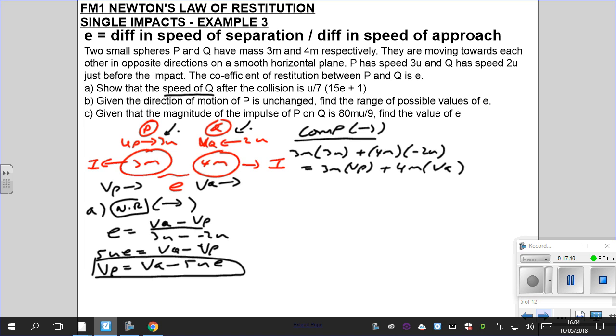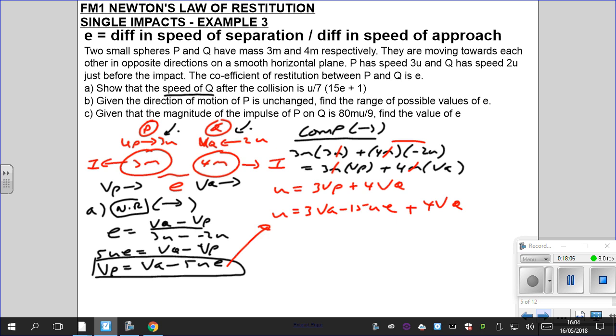Notice that the M's will cancel. Whoops, that was a U, but it doesn't matter. So 3 times 3U is 9U, subtract 8U, so I'm left with U. 3VP plus 4VQ. I'm going to sub in my VP. So U is 3 lots of VQ, take 15UE, plus 4VQ.